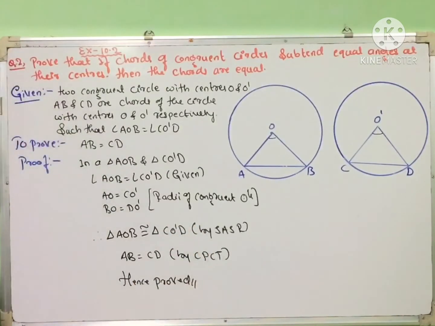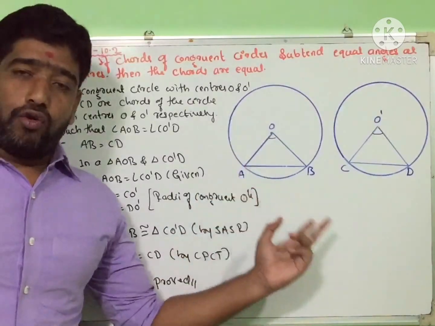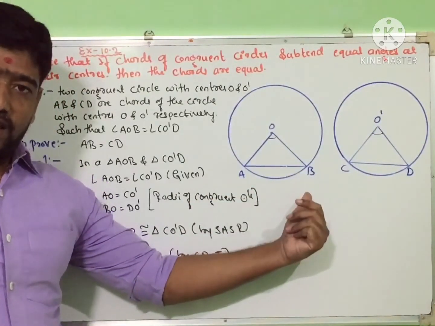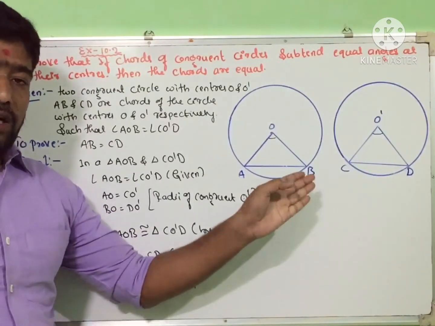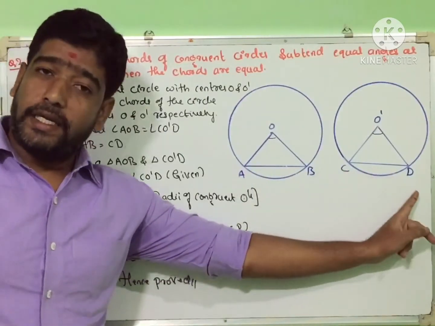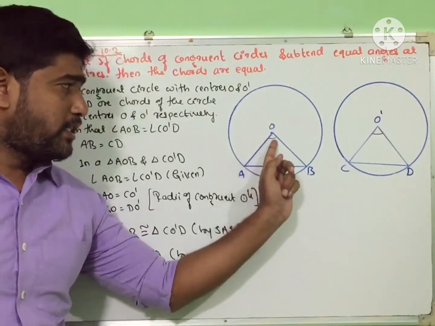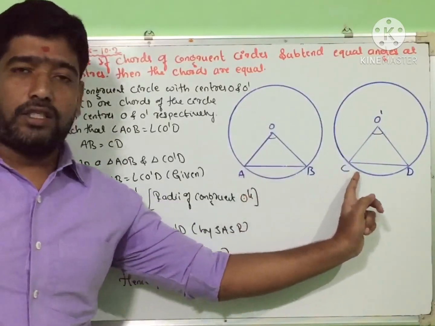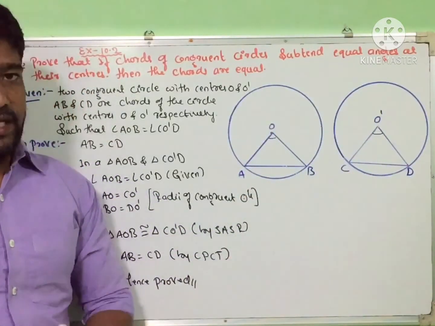Is it clear? So these two questions say that in a congruent circle, chords are equal means their subtended angles are equal. And another one, the subtended angles are equal means the chords are equal. Chords are equal means their subtended angles are equal. Subtended angles are equal means the chords are equal. Vice versa. Is it clear?